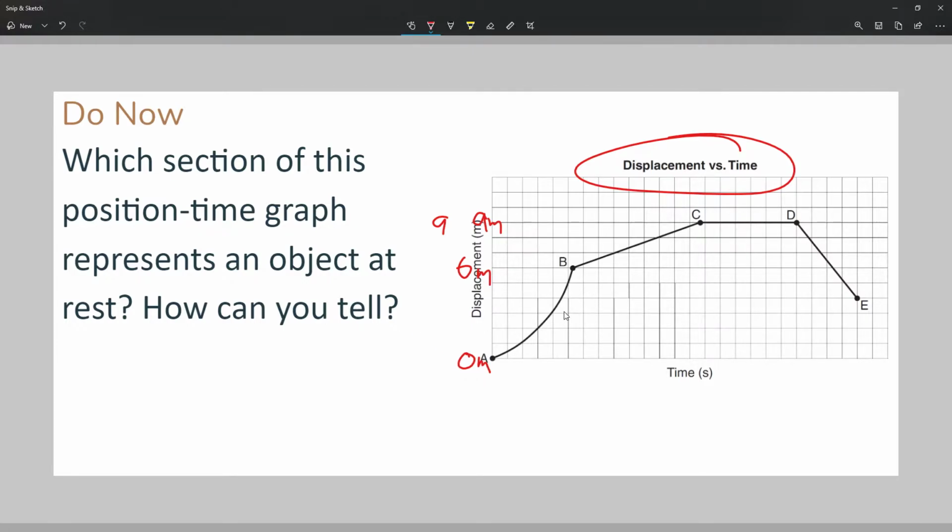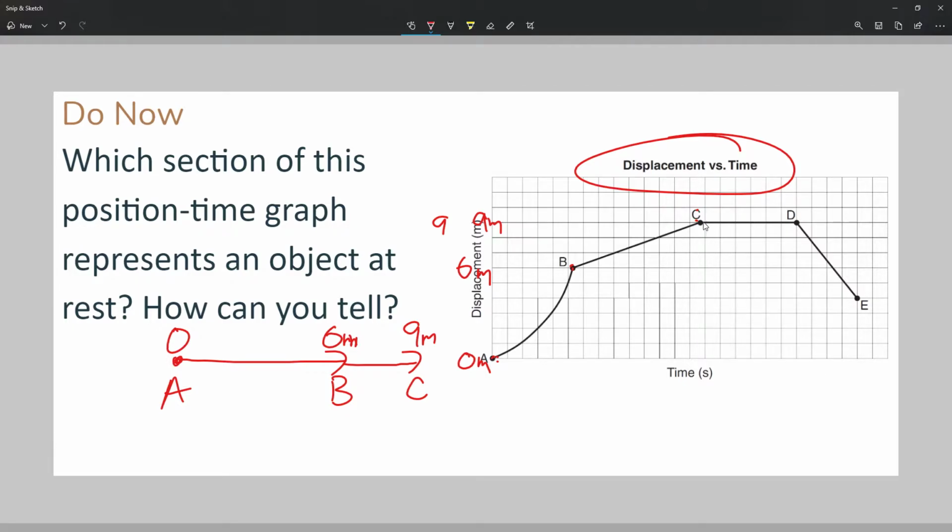Basically, what you can say is that from A to B, an object is going from 0 meters to 6 meters. Then from B to C, we go from 6 to 9 meters, so now we're at point C. Because your position is increasing, you definitely have a velocity. You're not at rest. You're not sitting there.